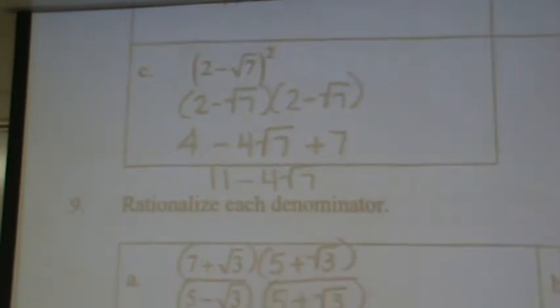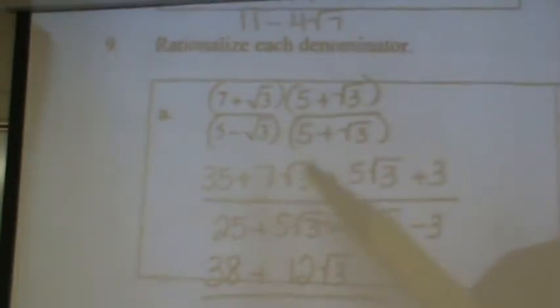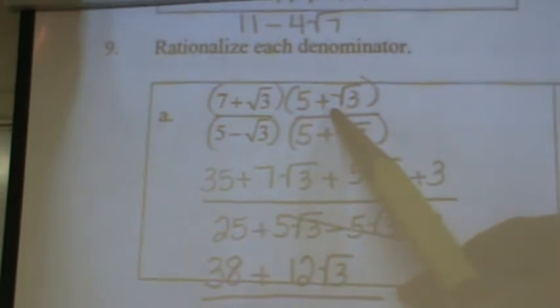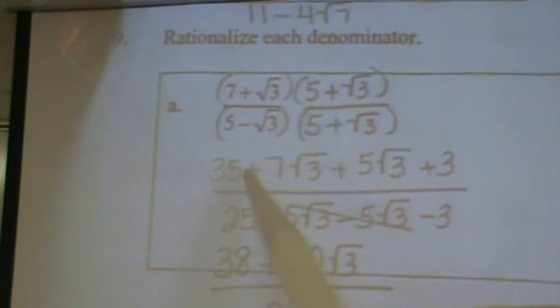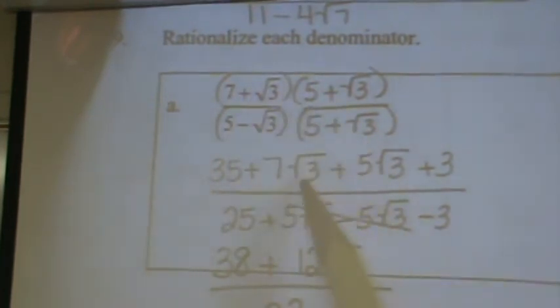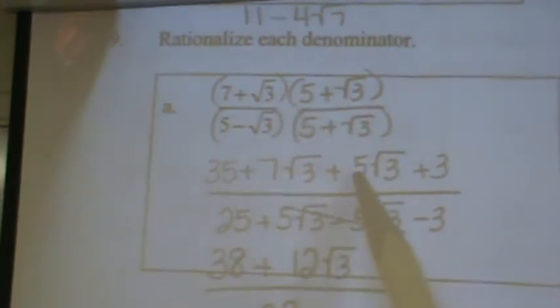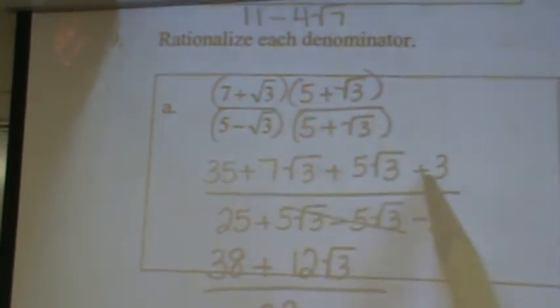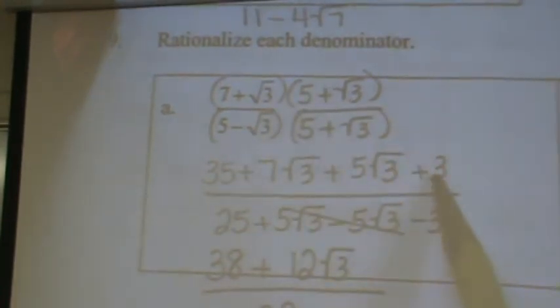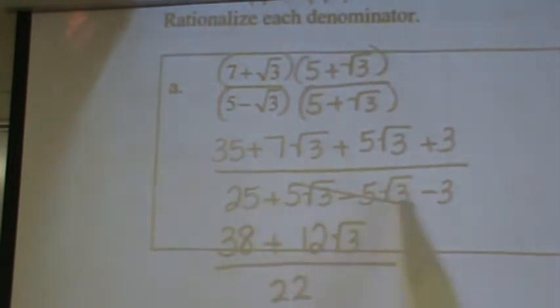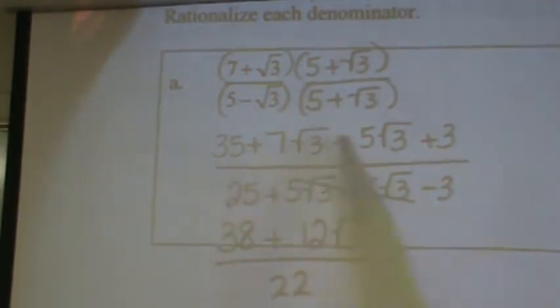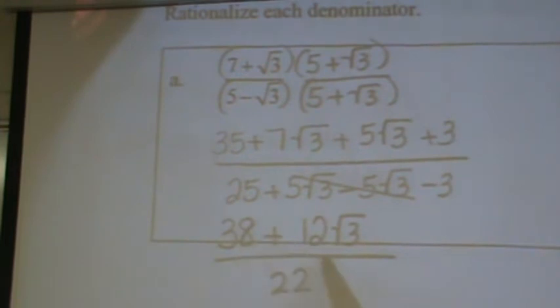For 9, you have to multiply by the conjugate, because you want to get rid of the radical in the denominator. The conjugate is 5 plus the square root of 3. So you're going to FOIL. 7 times 5 is 35. 7 times root 3 is 7 root 3, plus 5 root 3, and then plus 3. Root 3 times root 3 is 3. And then 5 times 5 is 25, the next two cancel, and then you get minus 3. 25 minus 3 is 22. Add these up, you get 38 plus 12 root 3.